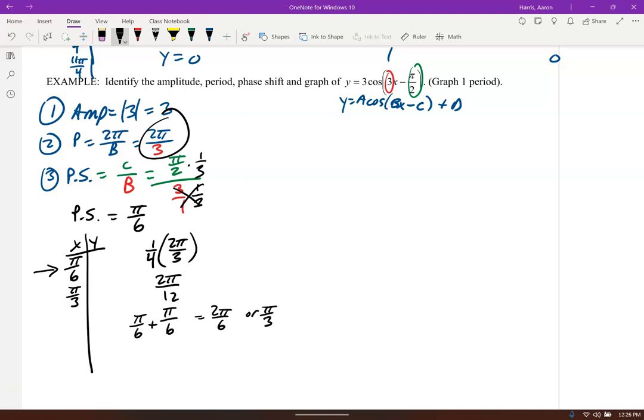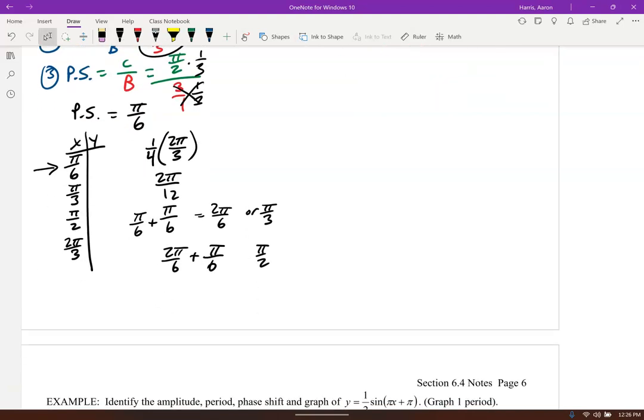2 pi sixths plus another pi sixths, 3 pi sixths. Well, that's pi halves. 3 pi sixths plus another pi sixths is 4 pi sixths. Well, that's 2 pi thirds. 4 pi sixths plus another pi sixths is 5 pi sixths. And that's all I need. That'll show me one cycle.